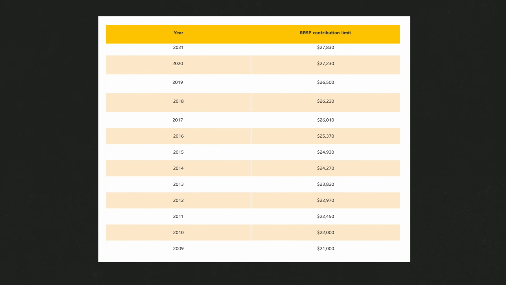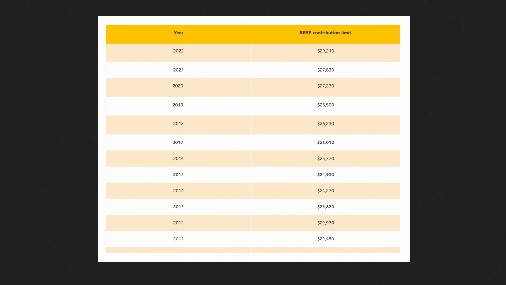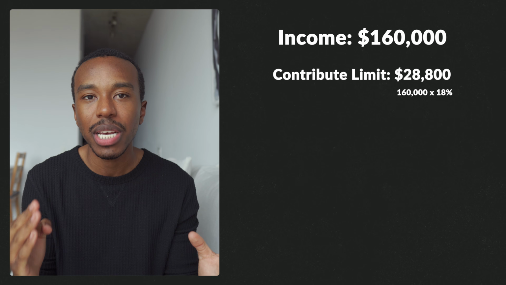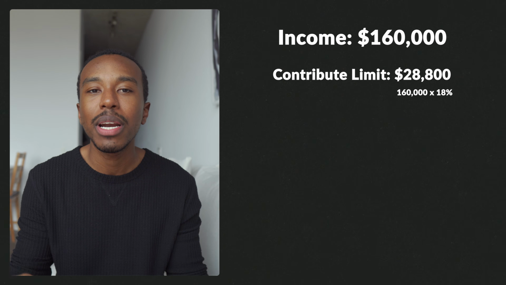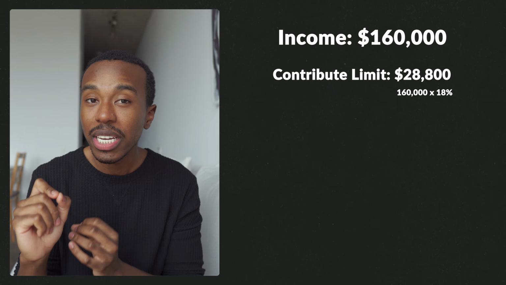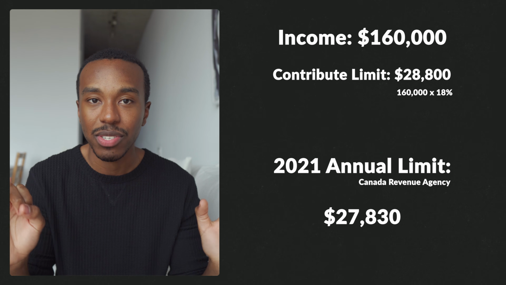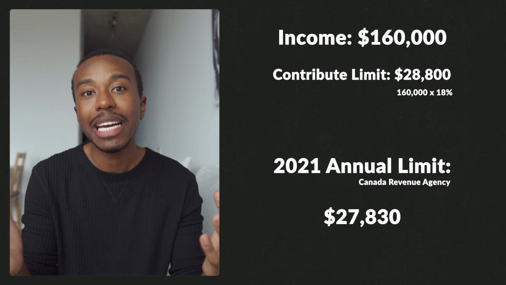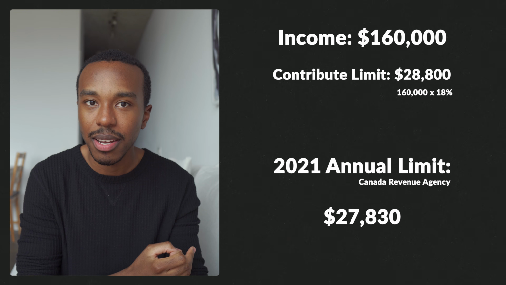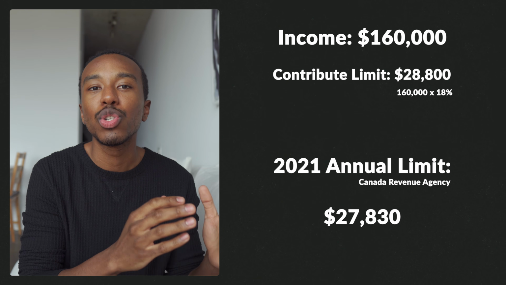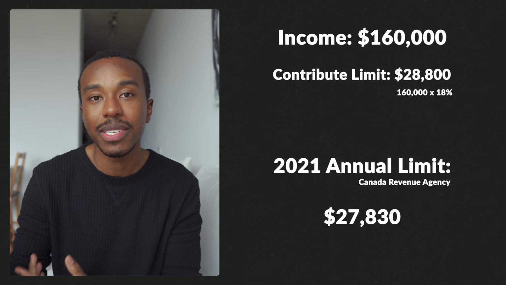So now if you guys remember, I said that there was a cap on how much you contribute from year to year, right? So even though technically your contribution room is 18% of last year's reported income, the government still places a cap on the maximum amount that you can contribute. So to give you an example, remember we said that 18% of $160,000 is $28,800. Now in 2021, the max contribution limit that the government had put was $27,000, right? So even though technically 18% of 160 is 28,000, you still could only contribute up until that $27,000.